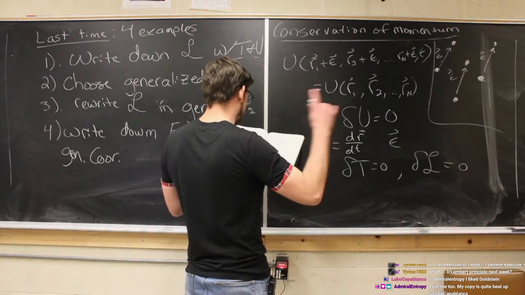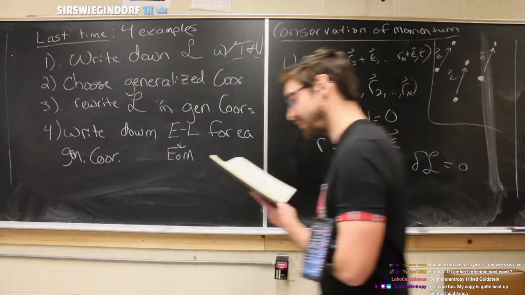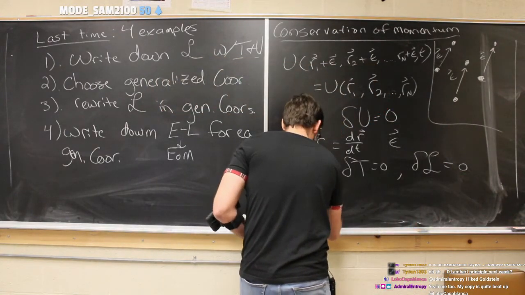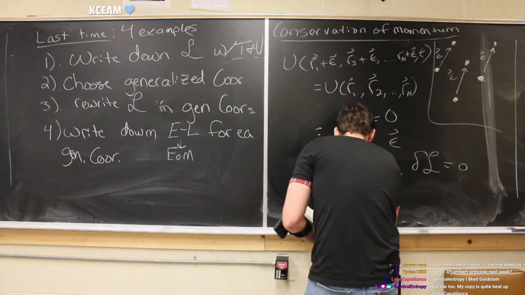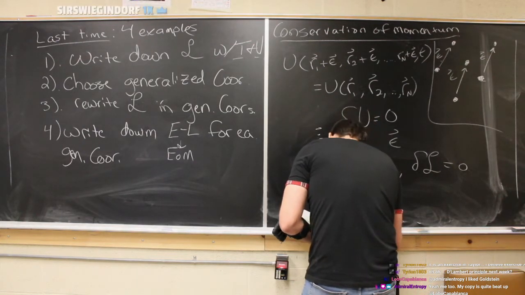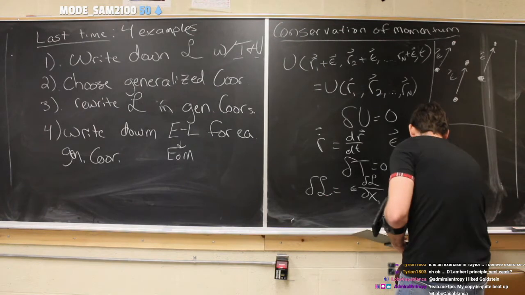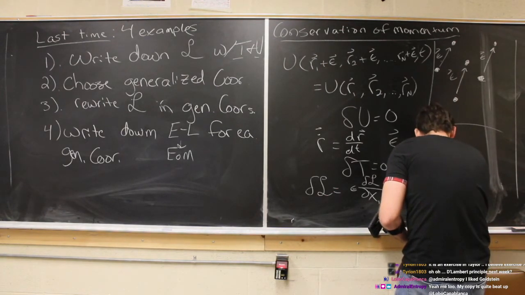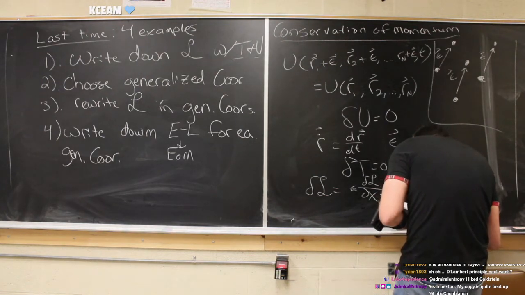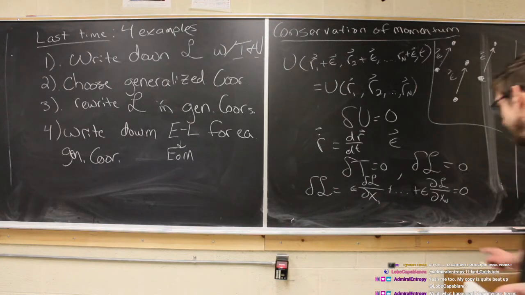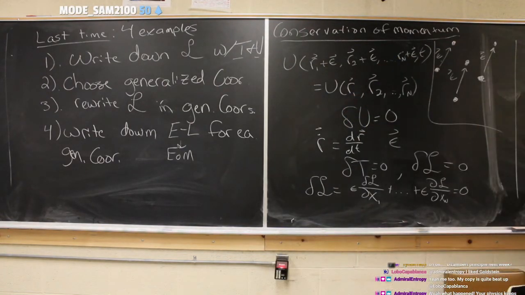So then what can we do now? Choosing epsilon to be in the x direction, we can write the small variation in the Lagrangian as epsilon times the derivative of the Lagrangian with respect to the generalized coordinate. Basically, we're getting the equations of motion, or the Euler equations, taken care of right now. If you take the derivative of the Lagrangian with respect to the generalized coordinate, the epsilon comes out front, and you set it equal to the small variation of the Lagrangian. That's equal to 0. We know that from up there.